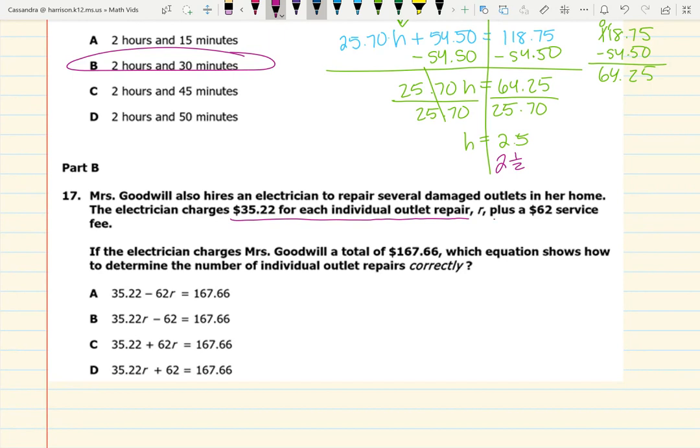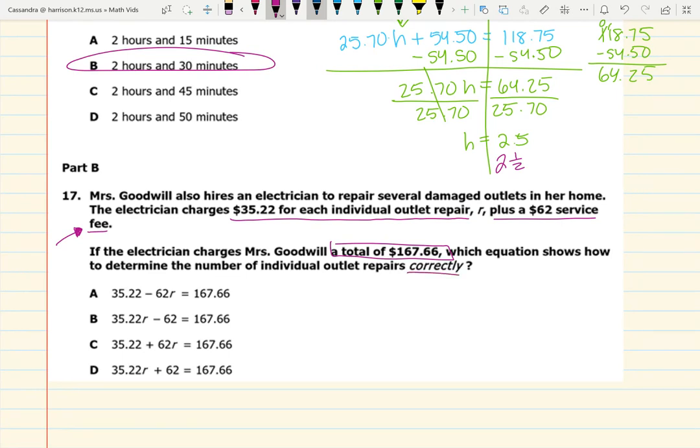Plus an extra $62 service fee. Okay, and again, that word fee pops up. That's an extra amount that you have to pay the electrician just for him showing up to do work on your house. Okay, so let's try to make an equation. If the electrician charges Ms. Goodwill a total of $167.66, which equation shows how to determine the number of individual outlet repairs correctly?